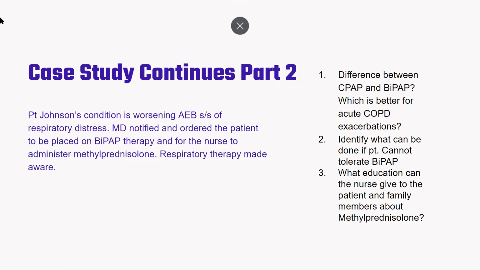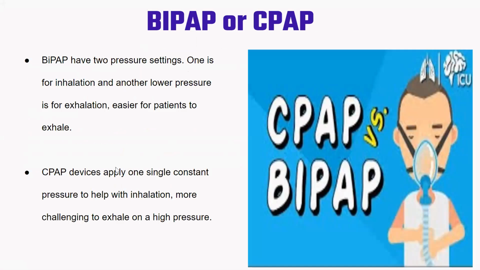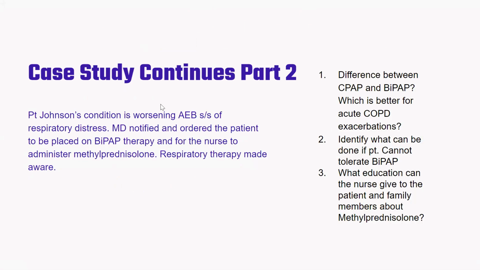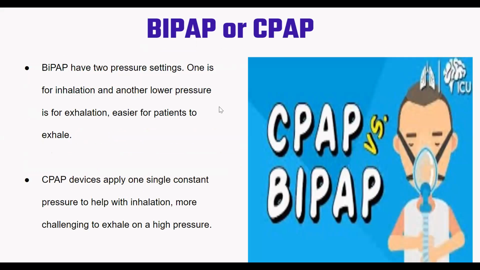In the second part of the case study, the patient's condition becomes worse and he starts having signs and symptoms of respiratory distress. The physician suggested to put the patient on BiPAP machine and also order methylprednisolone for the patient. First, I want to talk about the BiPAP and what the difference between it and CPAP is.